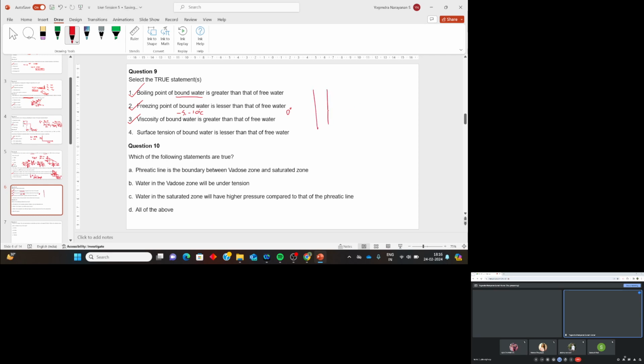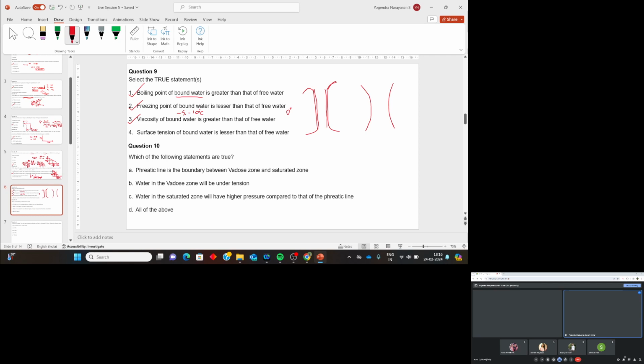Okay, so surface tension, consider this as soil grains, two soil grains, and this is the absorbed water, this on both sides is absorbed water, and consider another condition where there is no absorbed water, only free water is there.